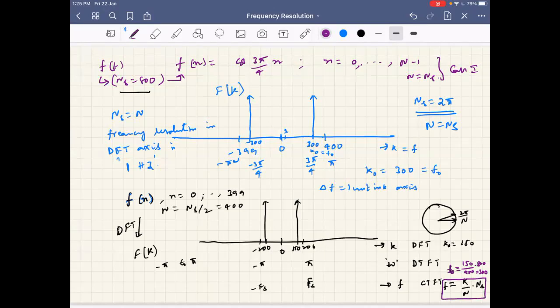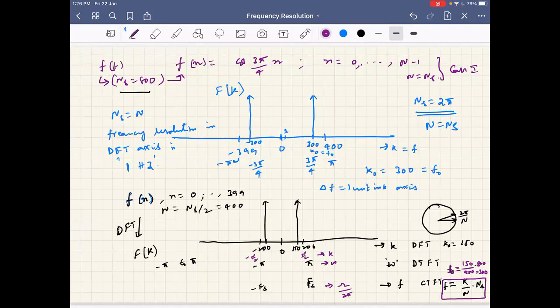Because the axis, with whatever N I take, that is DFT, the sampled version of DTFT, and hence this spans over the number of samples. If they are 400, it goes only from minus N by 2 to plus N by 2. That is for the k axis. Whereas for the omega axis, it goes from minus pi to pi. And for the capital omega axis, it is minus Fs to Fs, leaving out the 2 pi term. So that's how the mapping happens.